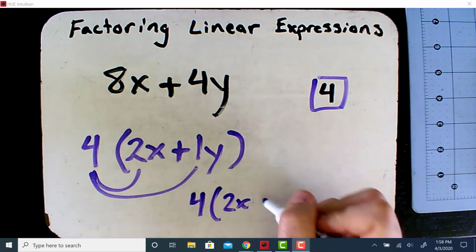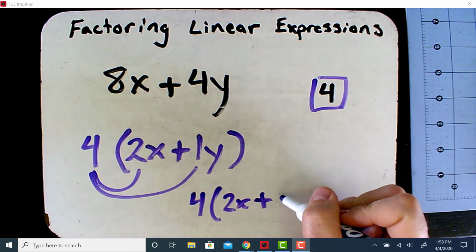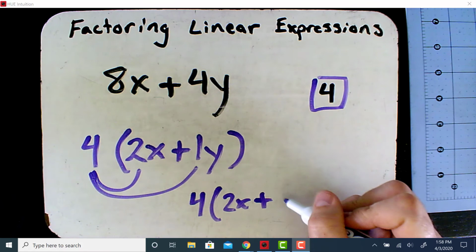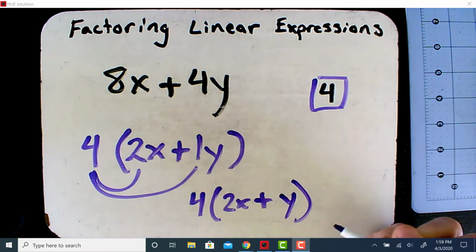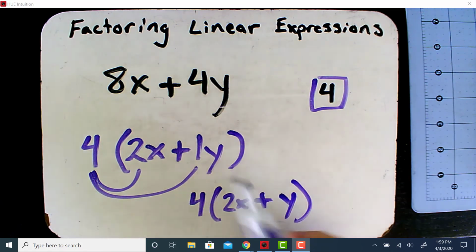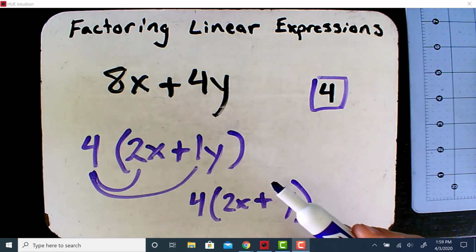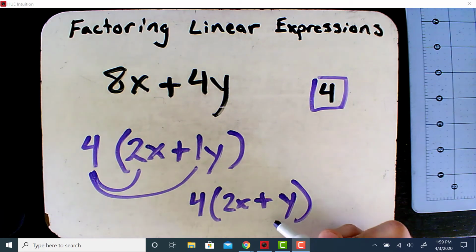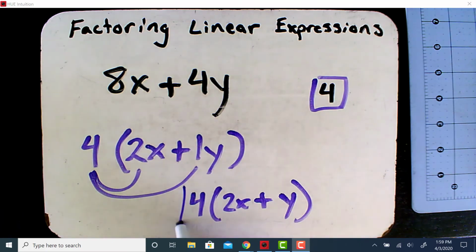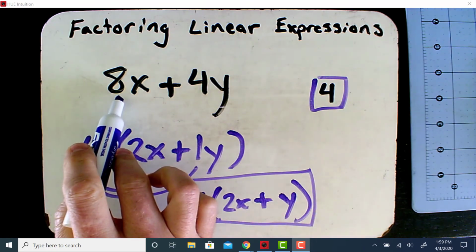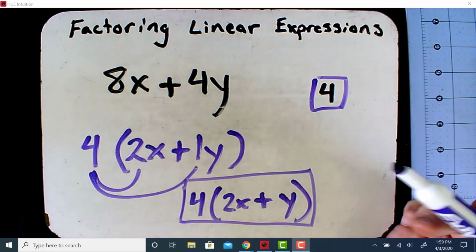4 times 2x plus 1y. Now, I don't need to write a 1 in front of a variable. That's just not done in algebra because 1 times the variable is going to get me 1. That's the multiplicative identity. So this would be my answer if I was asked to factor the expression 8x plus 4y.